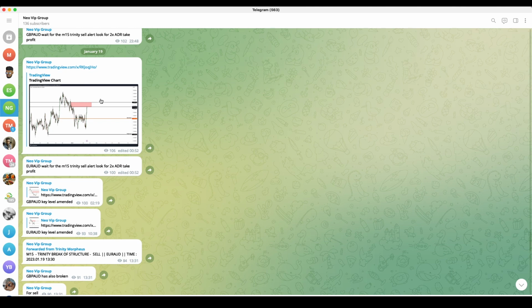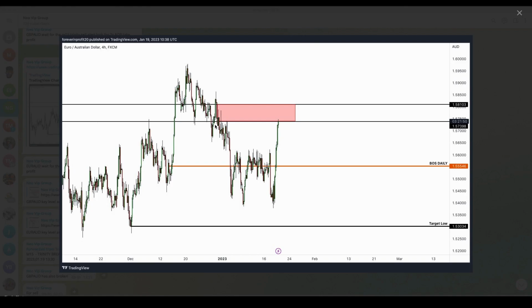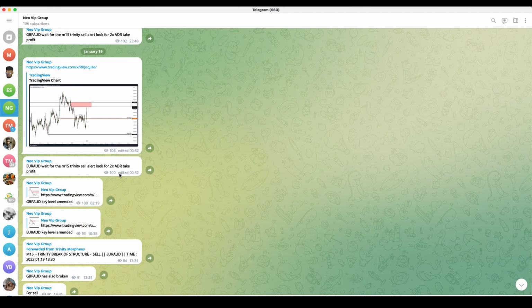Now you can see over here in the Neo trading group, we also have the Euro AUD trade, and I've shown them, look, here's where your key area is. We're going to be looking for a sell from here. We can see that we're waiting for a sell to happen and 2 times ADR to happen on that trade once it does start selling, and you can see the break of structure alert just appeared over here, and you would have been able to enter price action again, being able to catch the trade.